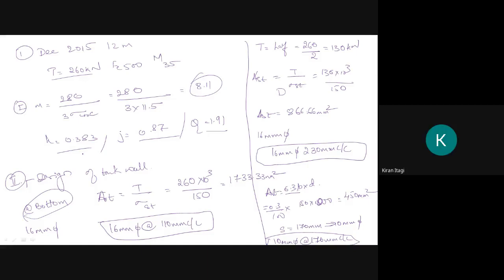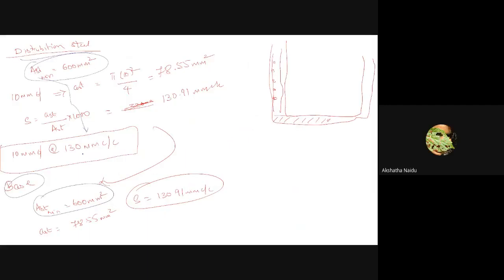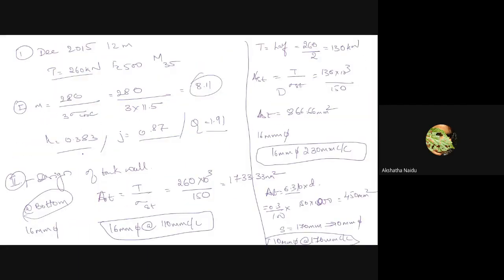Sir, for the above portion, why did we take T's value as exact half? For the middle portion, we had taken T is equal to 130. Why have we taken exact half? Because here we have not determined any dimensions. Because directly he has given the T value.